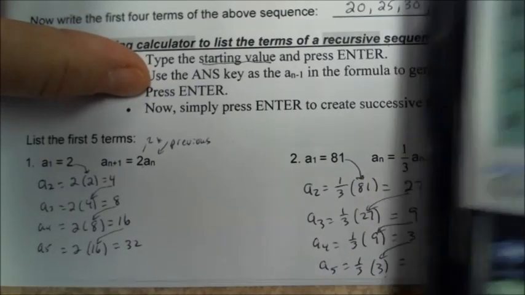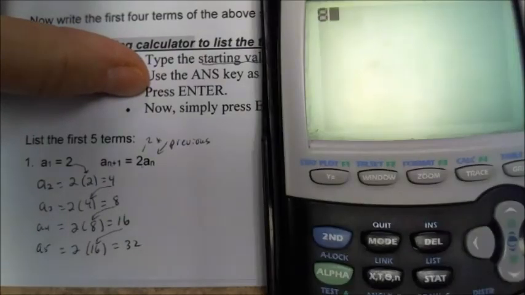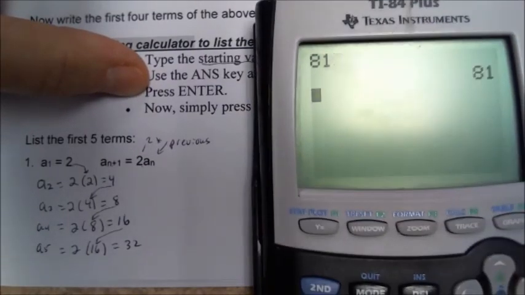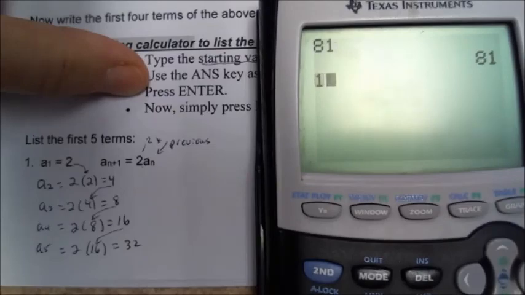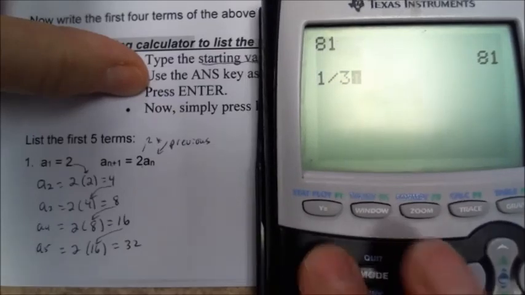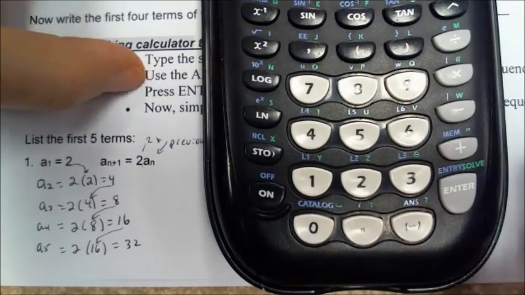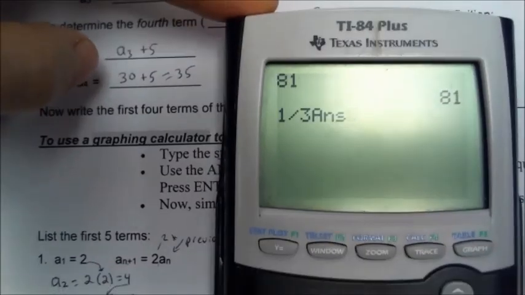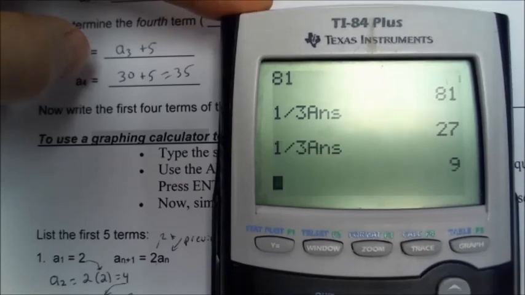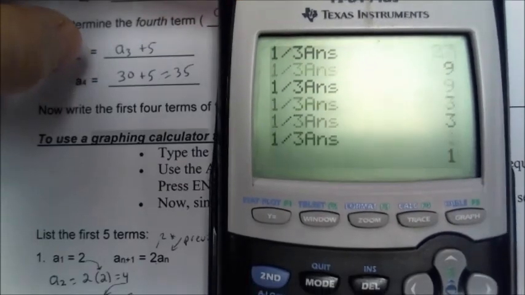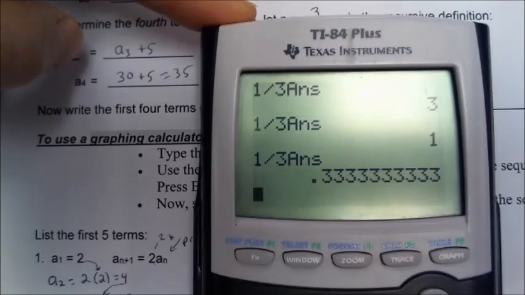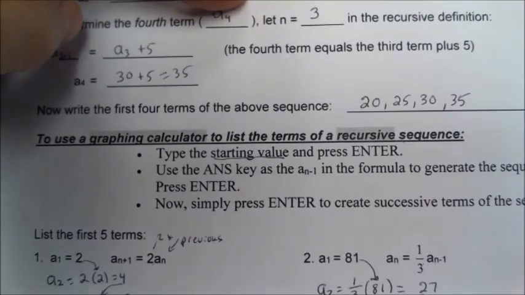If you wanted to use your calculator, you start with 81 and hit enter. And then you do 1/3 of second negative, which is ANS. There's your second term, and keep hitting enter, enter, enter, enter. So you just keep getting more and more terms.